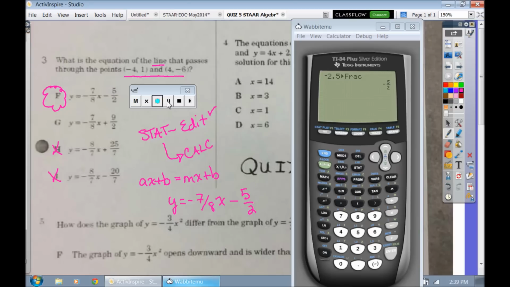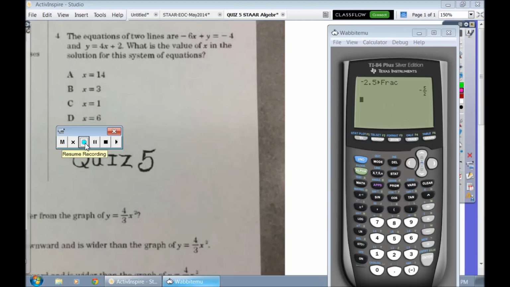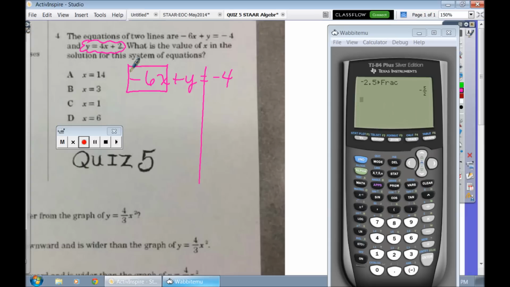Now you could have graphed each one of those and then gone to the table as well. Equations of 2 lines, they give us 2 equations. One of them is already in y equals, the other one is not. So we need to take -6x plus y equals -4 and put it in y equals so we can graph it. Take the -6x term, and when you move it to the other side, it's going to be +6x. The -4 is still -4 because it didn't go anywhere.